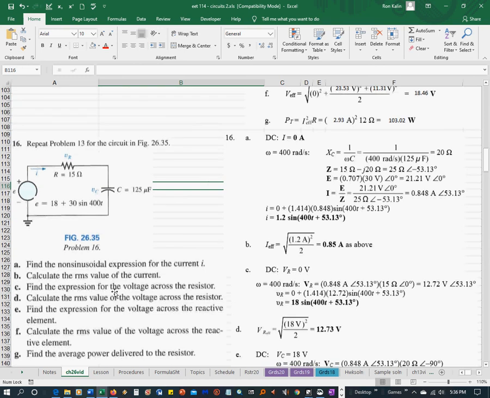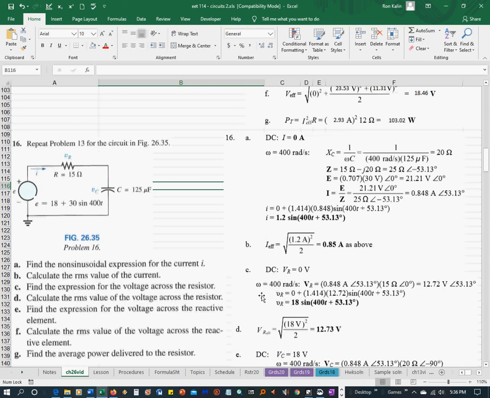Part C, find the expression for the voltage across the resistor. Again, the voltage across the resistor in steady state for the DC component is going to be 0 because in steady state, this becomes an open circuit. So there won't be any current flowing through there.